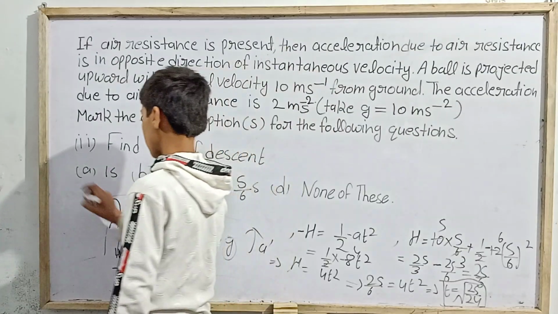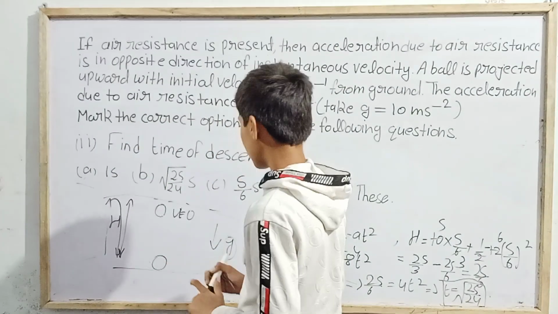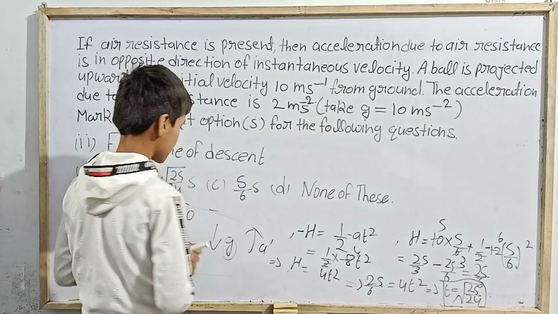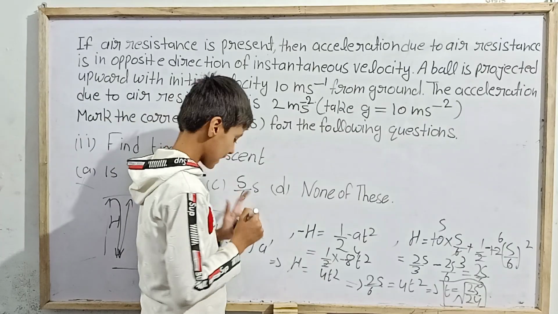Since the first option is 1 second, that is 100% wrong. The second is root of 25 divided by 24 seconds, that is absolutely 100% correct. Then 5 by 6 seconds, then none of these. Of course, option number two is the correct one.